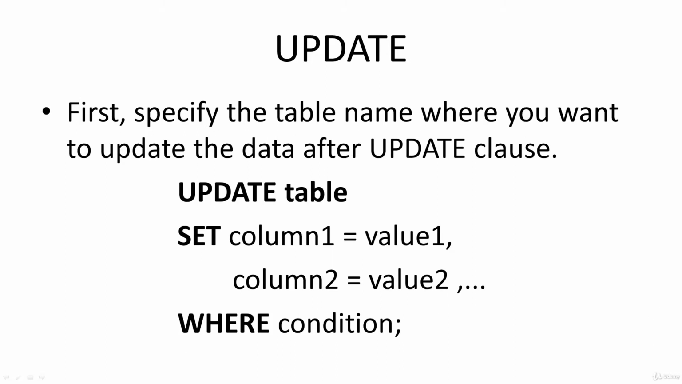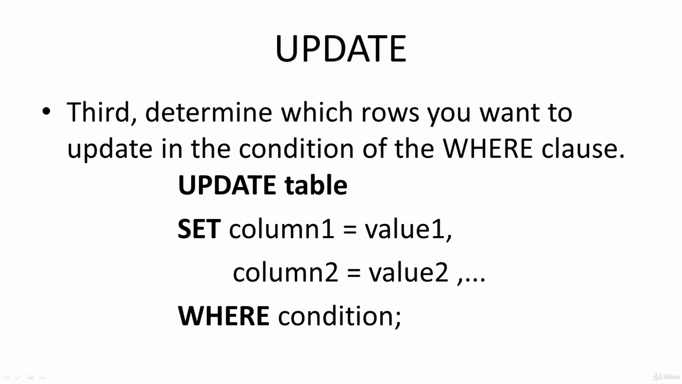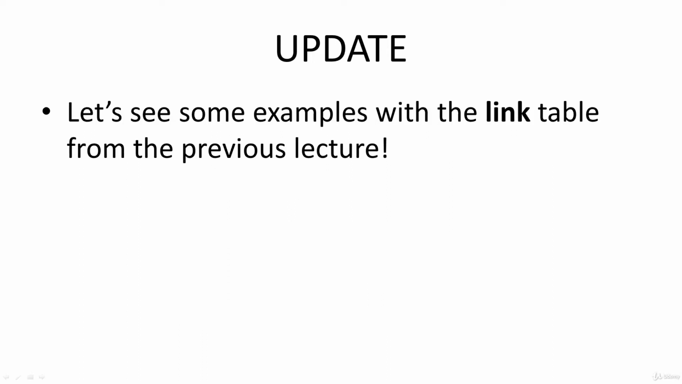So let's go ahead and walk through the steps one more time. First, you specify the table name where you want to update the data after the update clause. Second, you list the columns whose values you want to change in the set clause. Then third, if you want, you can determine which rows you want to update in the condition of the where clause. So you can set a where condition in order to only update certain rows of that table. Let's see some examples with the link table from the previous lecture.